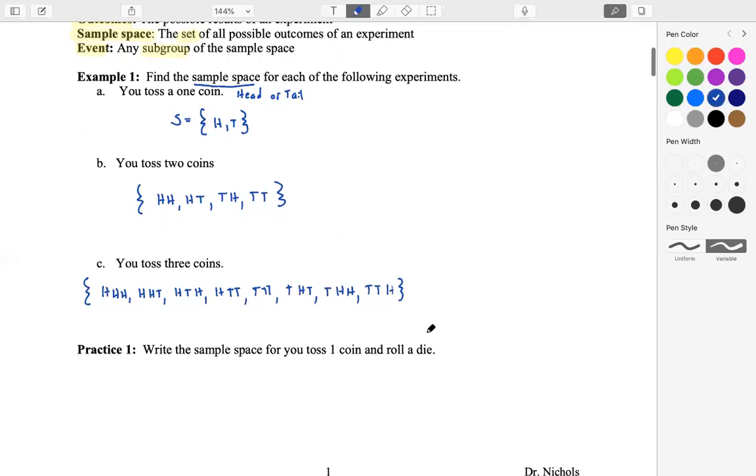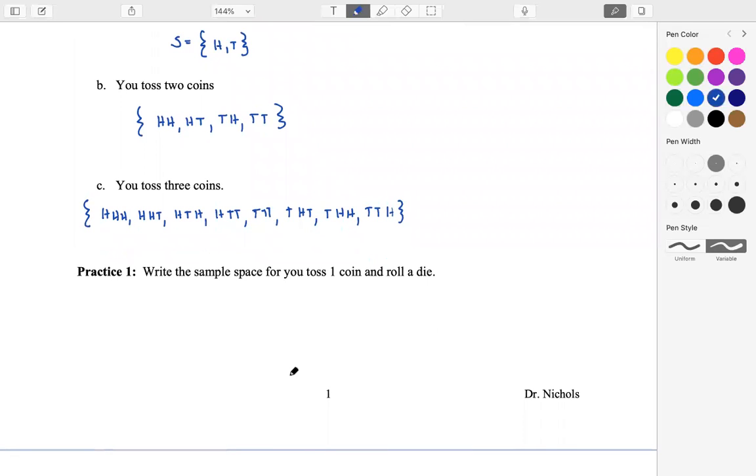On Edpuzzle, why don't you write the sample space when you toss 1 coin and roll a die? All right, let's check our answer. You could get a head followed by a 1, a head followed by a 2, a 3, a 4, a 5, a 6, a tail followed by a 1, a 2, a 3, a 4, a 5, and a tail followed by a 6. And that's all the possibilities.